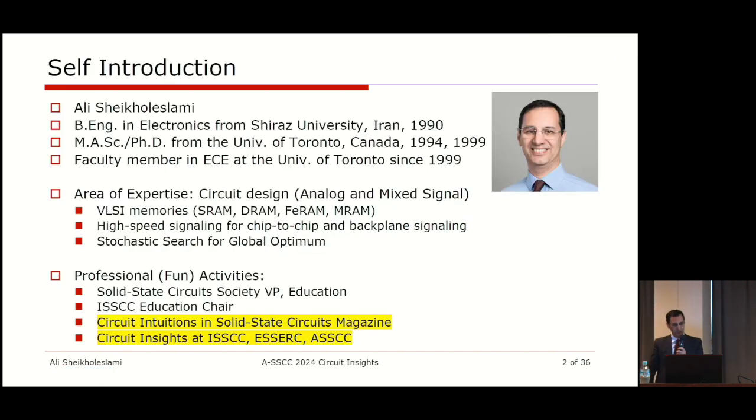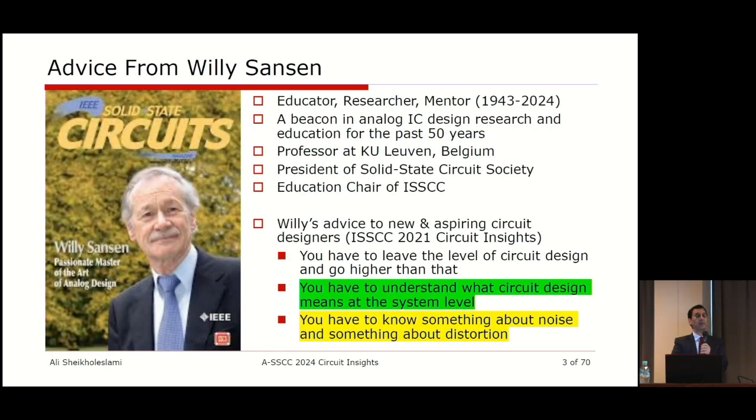Sungtak already introduced me, but let me just tell you that really for fun, these are the final two activities that you can see on this list. I'm writing the Circuit Intuitions for the Solid State Circuits magazine, and if you haven't had a chance to read any of them, please do so. They are meant for undergraduate students and maybe starting graduate students. Hopefully you will enjoy them. And the other fun activity is the event today, Circuit Insights. As Sungtak mentioned, we started this activity back in A-SSCC 2021, when it was the first year of the pandemic and we couldn't get together in person. So this event was virtual in the first year.